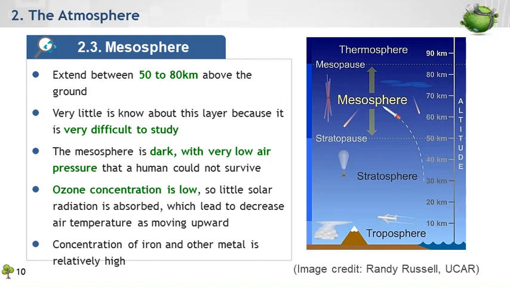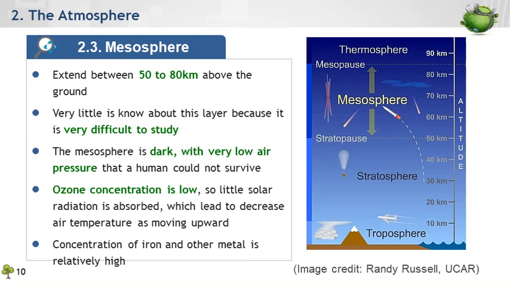Scientists have discovered that in this layer the ozone level is very low, so very little solar radiation is absorbed here, which leads to a temperature decrease throughout the entire layer as you move upward. Furthermore, because very little sun energy is absorbed in this layer, the mesosphere is generally very dark with very low temperatures that human beings cannot survive.